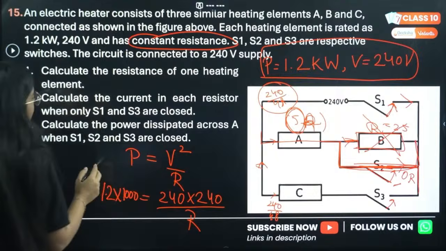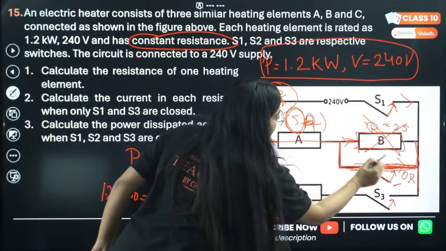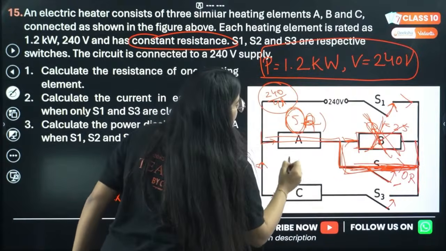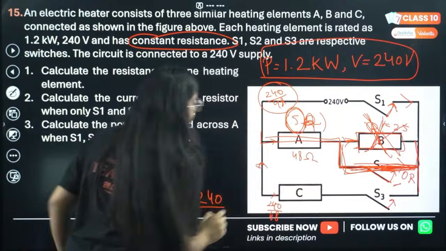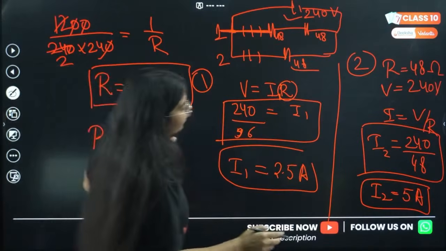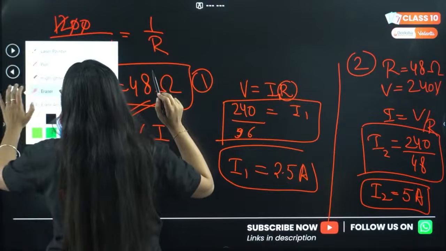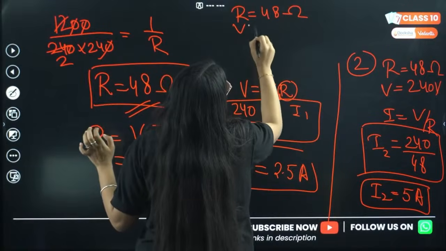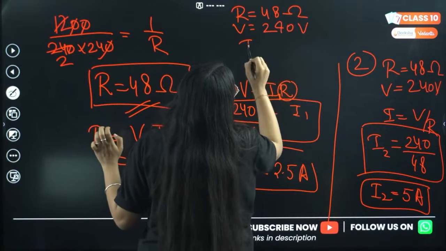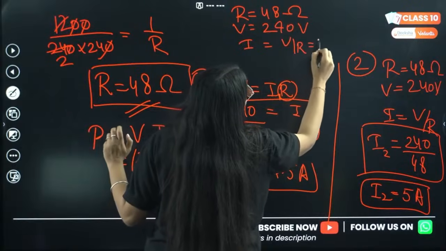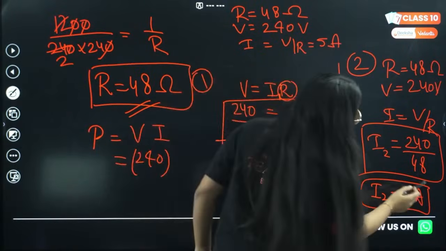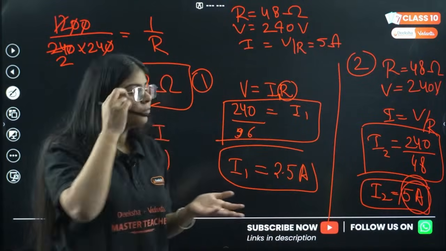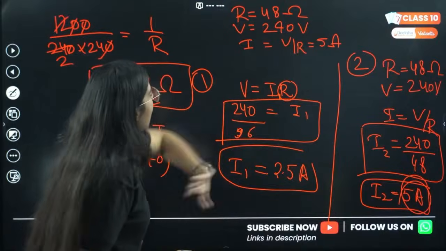For A, since this S2 is closed, this connection will not have any current, and this one whole circuit has 48 ohm resistance. So my R is 48 ohm and voltage is 240 volt. So if I calculate from here, won't my current be 5 ampere? Just same like this. That is what I'm trying to tell you. Understood now? Okay. Now my I is 5 ampere.